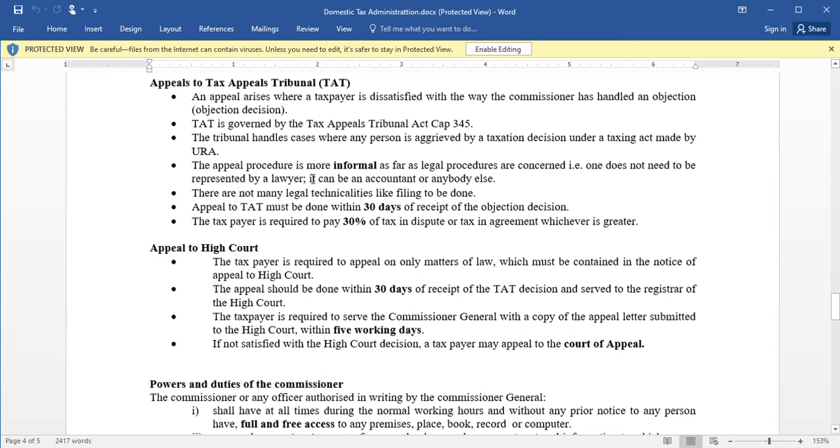The appeal procedure is more informal as far as the legal procedures are concerned. One does not need to be represented by a lawyer. It can be an accountant or anybody else. So it's more of informal, and there are not many legal technicalities like filings to be done. Appeal to the Tax Appeals Tribunal must be within 30 days of receipt of an objection decision. So after receiving the objection decision from the commissioner, within 30 days you're supposed to appeal if you're to appeal. And the taxpayer is required to pay 30% of the tax in dispute or tax in agreement, whichever is greater.